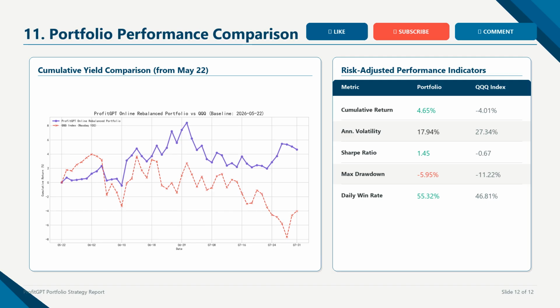Our strategy achieved an annualized volatility of 17.94% and an outstanding Sharpe ratio of 1.45, compared to QQQ's Sharpe ratio of -0.67. The maximum drawdown was restricted to -5.95%, demonstrating superior risk-adjusted returns and robust downside protection. This outperformance is driven by our systematic rotation, which quickly exited underperforming growth names and rotated capital into defensive leaders and utilities. The daily win rate of our strategy stood at 55.32%, highlighting the consistency of our selection model.